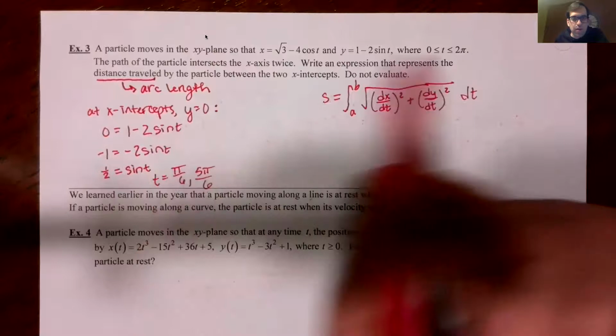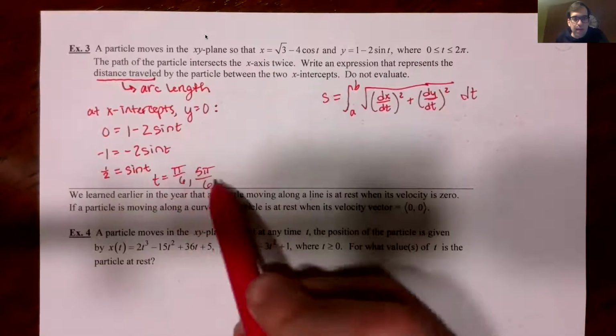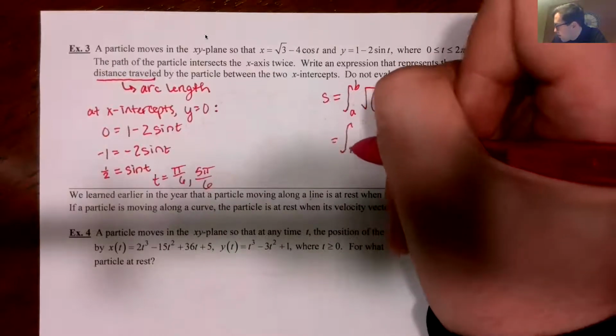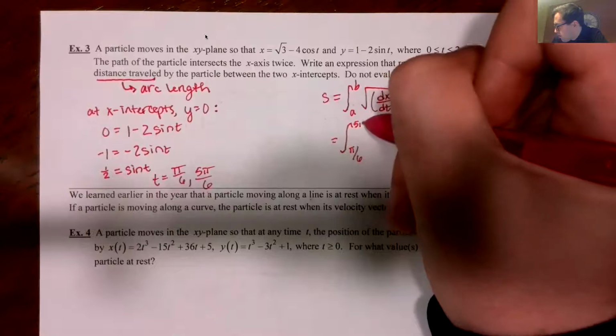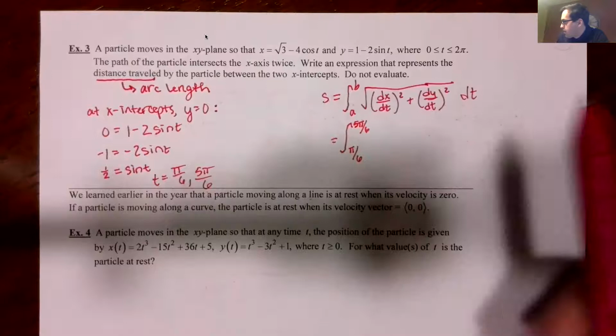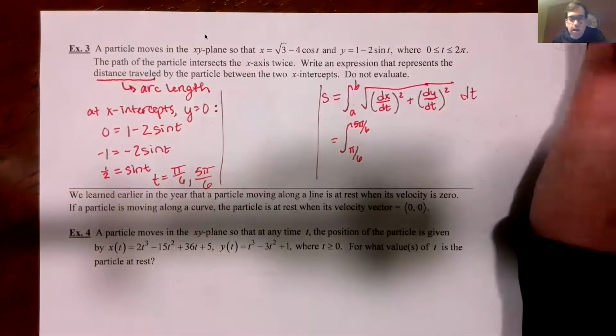That's between 0 and 2 pi. So it's between the two x-intercepts. So we're going to use that as a and that as b. So we've already got the pi over 6 to 5 pi over 6 part set up. Now we need to know what is dx/dt and what is dy/dt. Okay, so that shouldn't be too bad. So let's separate this out here and try to figure this out.